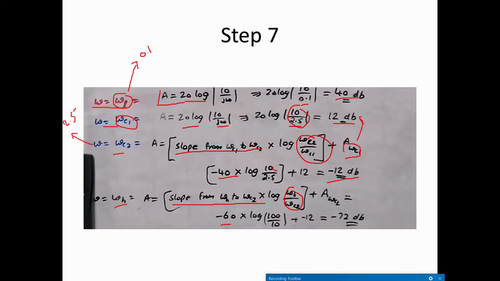So omega h is how much? 100. Omega c2 is 10, corner frequency, minus 12. This 12 is the magnitude from the previous one. So if I do this, I will be getting minus 72 dB.